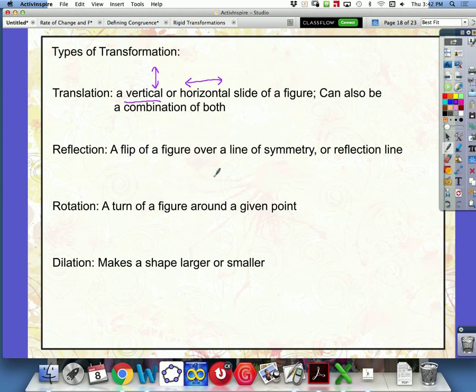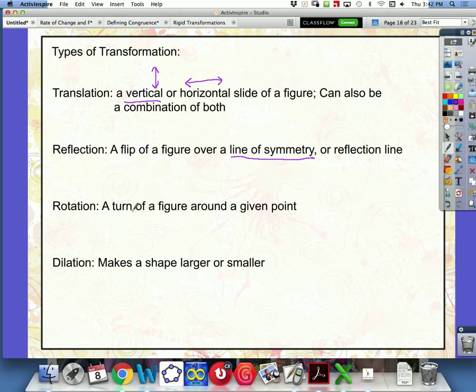Next we have a reflection. And you guys have probably learned about reflections before. That's when we have a line of symmetry. Or in elementary school, they may have given you a mirror, and you want to see what it looks like on both sides of the mirror. So a reflection just means you take a figure and you're going to flip it over the line of symmetry or the reflection line, and one shape has to look like the mirror image of the other.